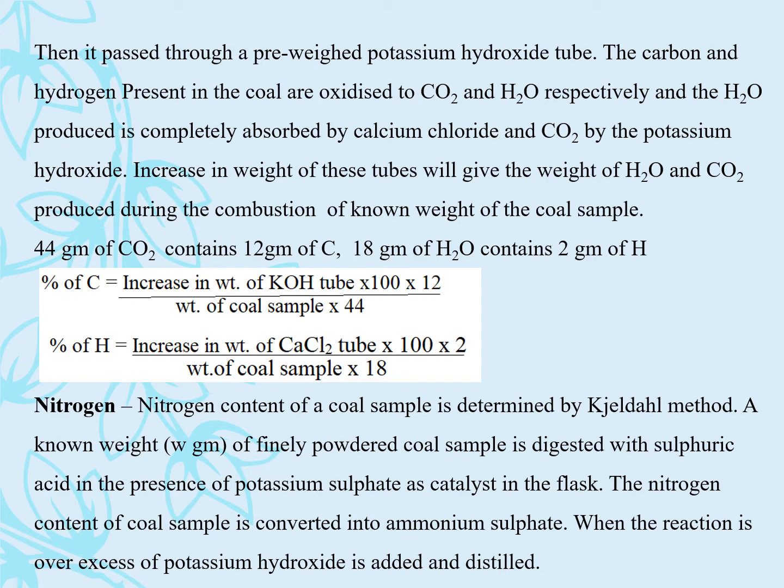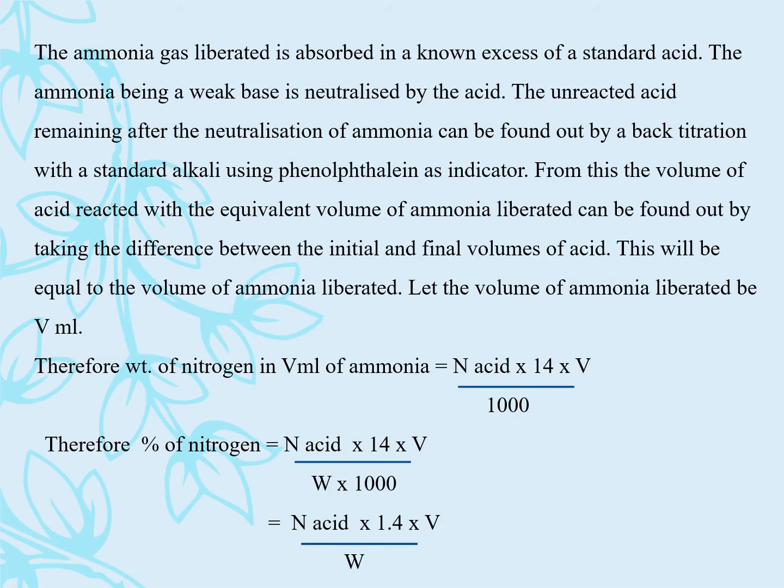Now when the reaction is over, excess of potassium hydroxide is added and distilled to get a clear solution. Now the ammonia gas which is liberated is neutralized by a known excess of standard acid. Now here the unreacted acid after the neutralization of ammonia can be found out by a back titration with standard alkali using phenolphthalein as the indicator.